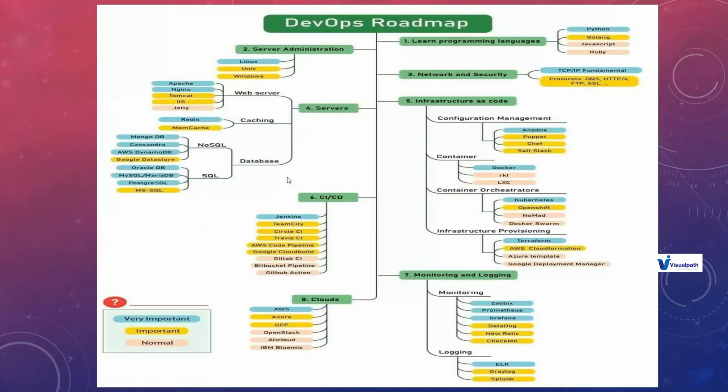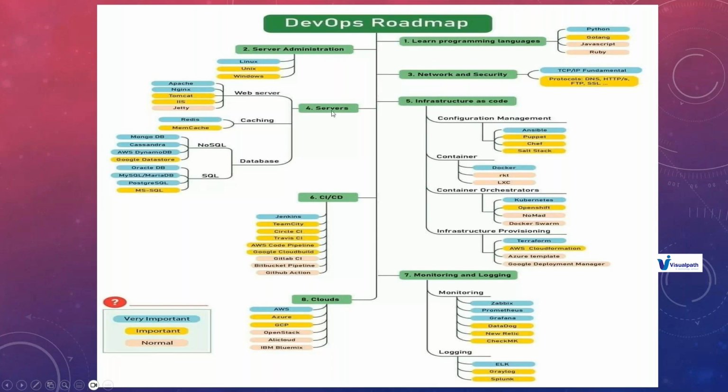The next path is the DevOps roadmap. As per this roadmap, I'm teaching all the services, at least one from each category. Server administration is one category, then CI/CD, cloud, monitoring and logging, infrastructure as code, network and security, and programming language. From all this, you can see we need to learn at least one tool. In server administration, what we are learning is the Linux operating system.